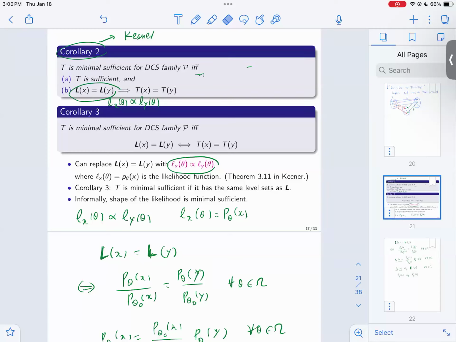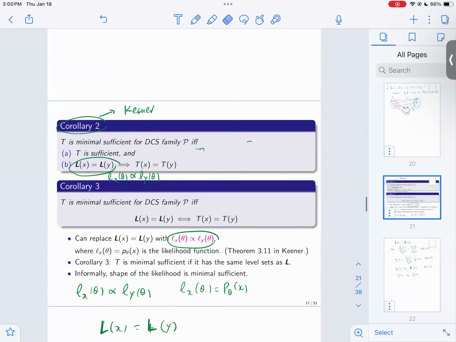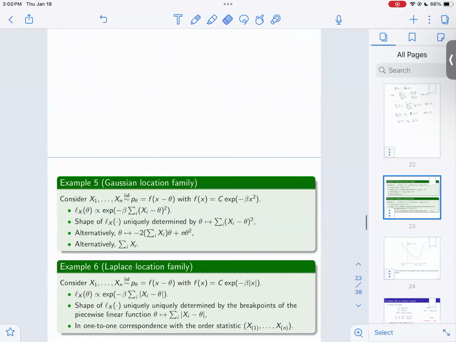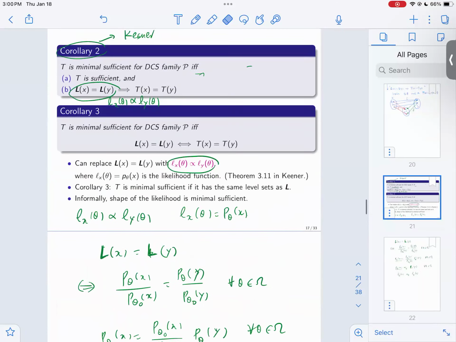Sounds good. So let's see an example. There are a lot of characterizations, but it all boils down to just what I mentioned, that this likelihood ratio is minimal sufficient. It's just different ways of writing it. So let me show you how this can be applied.